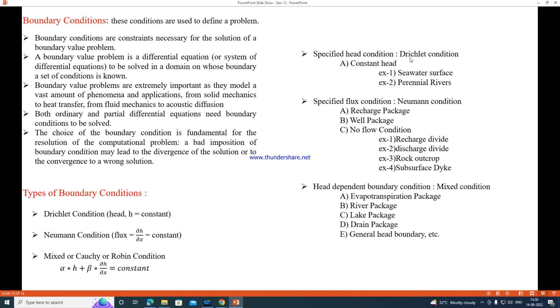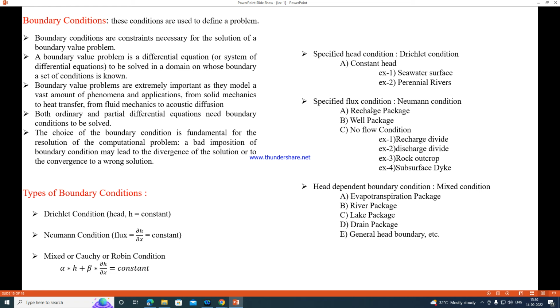In the specified head condition, it is a Dirichlet condition, the constant head. Suppose you take perennial rivers or the seawater surface. It will not change. In a perennial river, the flow will always be continuous, and in the seawater surface, the rise is not in a drastic manner, right? It will be constant. We will assume the seawater surface is constant in a model.